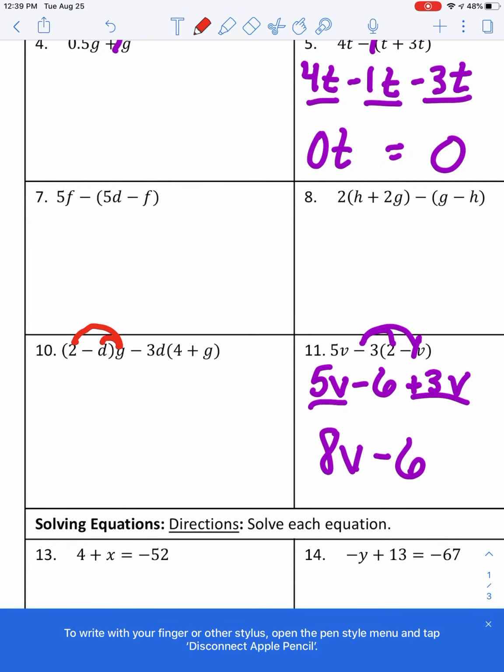So we do g times 2. Well, g times 2 is 2g. And then we do g times a negative d. That's negative d with a g. It's like separate letters, so you just write them next to each other.